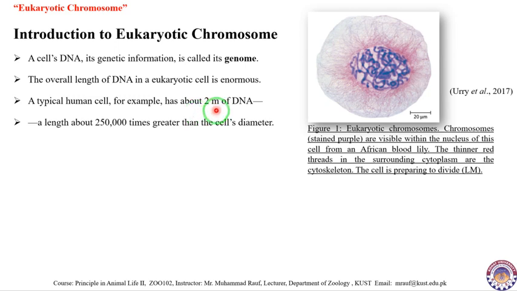In another comparison, we compare the size of the nucleus with the length of the DNA. So eukaryotic nuclei are usually 5 to 10 micrometer in diameter, and the DNA content is 250,000 times greater than this value. So just imagine an area of 5 to 10 micrometer diameter is housing a molecule which is 250,000 times greater than its diameter.